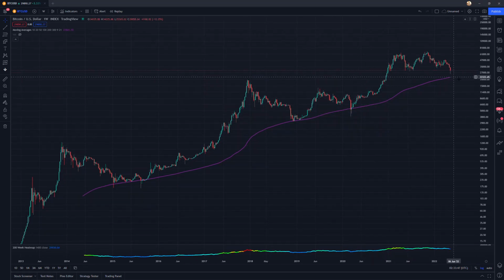The 200-week moving average takes the closing price of the last 200 weeks, averages it together, and plots it, and that's what this purple line here represents. I'm using it because in the bear markets, this has ultimately been where we found support and a bottom. In the 2015 bear market, it held support once, twice, three times, and then ultimately we kicked off the incredible bull run.